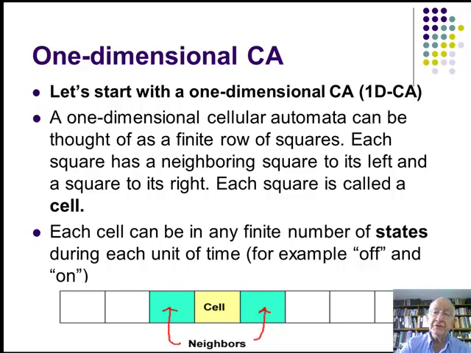Let's start with a one-dimensional CA, 1D CA. A one-dimensional cellular automaton can be thought of as a finite row of squares. Each square has a neighboring square to its left and a square to its right. Each square is called a cell. Each cell can be in any finite number of states during each unit of time, for example, off and on in the case of binary strings that we are going to use in our examples. So here we have a cell, another to the left and another to the right.